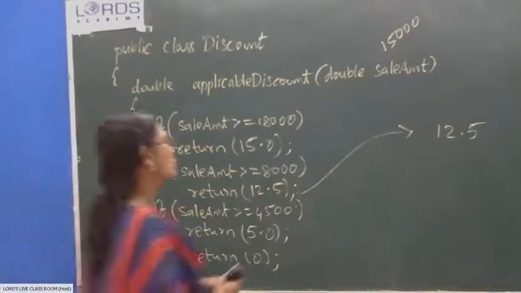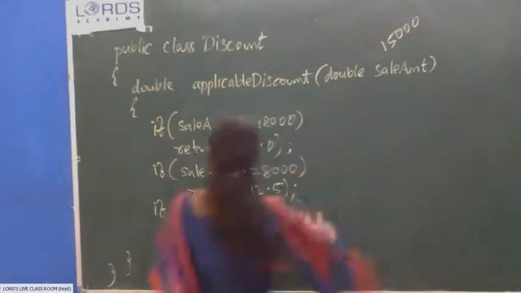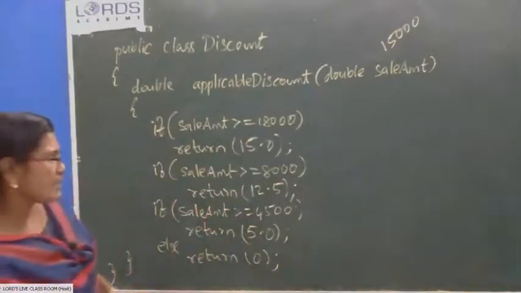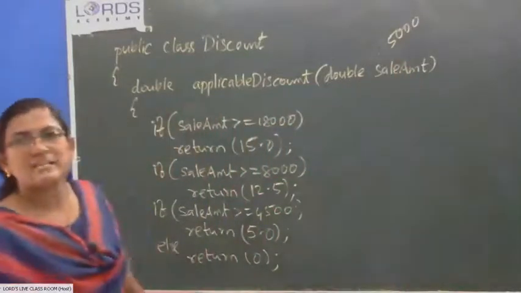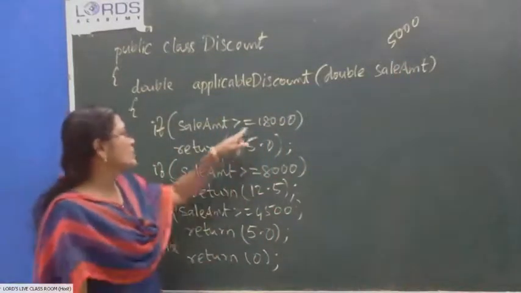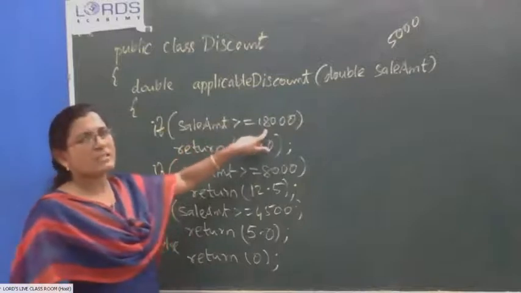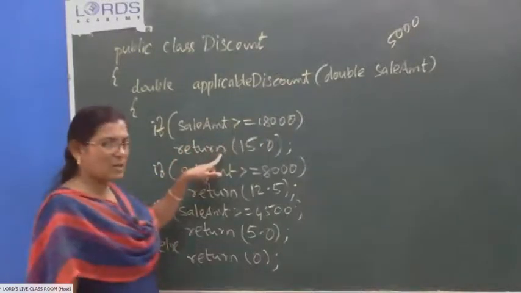Now assume the next case, my sales amount is 5,000. Is the sales amount greater than 18,000? No. So this return command will not execute.